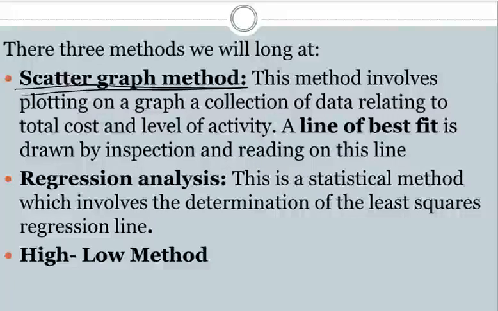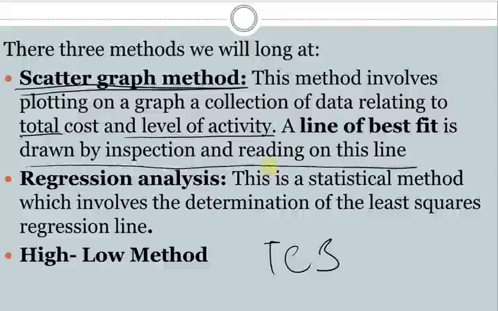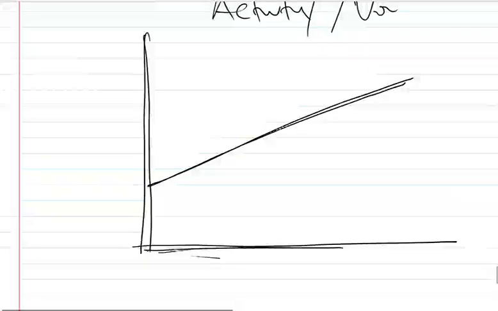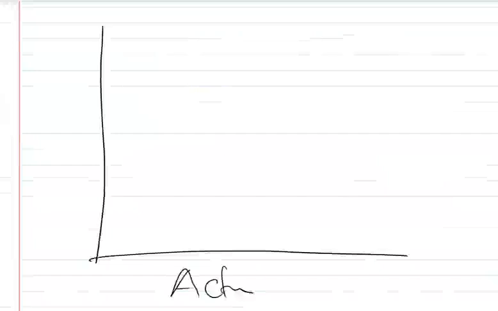If you have done TC3 mathematics, you have encountered the scatter graph method. This method involves plotting on a graph a collection of related data relating to total cost and level of activity. A line of best fit is drawn by inspection and reading from this line. What you do with a scatter graph is, you have your activities here, and you have your cost here. So you start to plot.